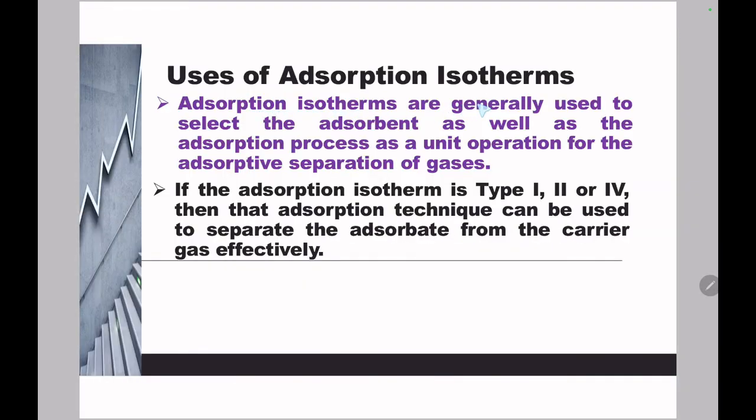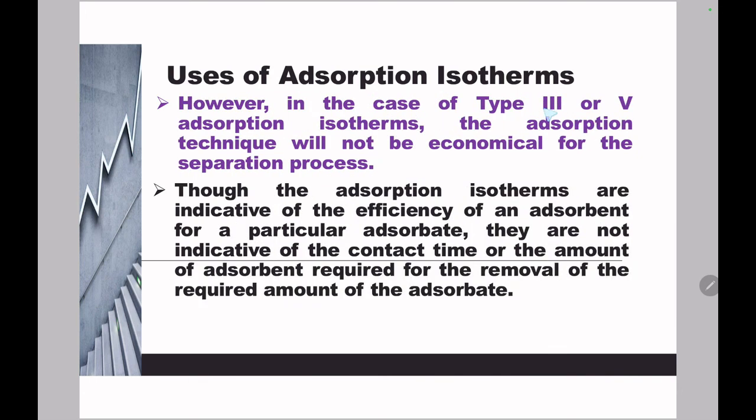Adsorption isotherms are generally used to select the adsorbent as well as the adsorption process as a unit operation for the adsorptive separation of gases. That is the first use of adsorption isotherms. The second is that if the adsorption isotherm is type 1, 2 or 4, then that adsorption technique can be used to separate the adsorbate from the carrier gas effectively. Effectively means that by looking at the adsorption isotherm, we can decide whether the separation technique is cost effective or not.